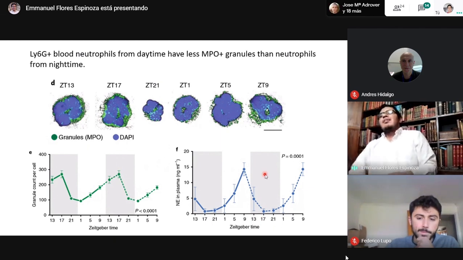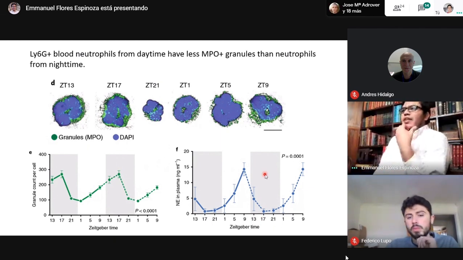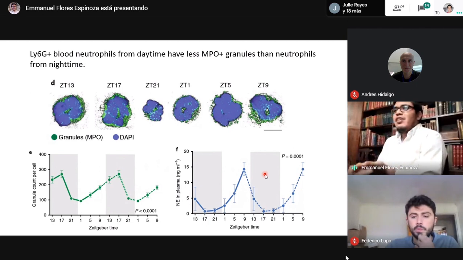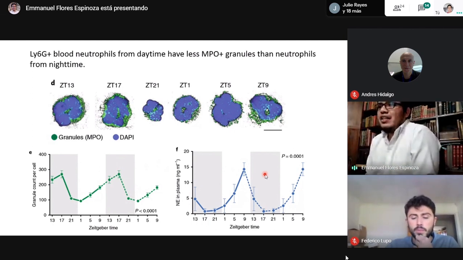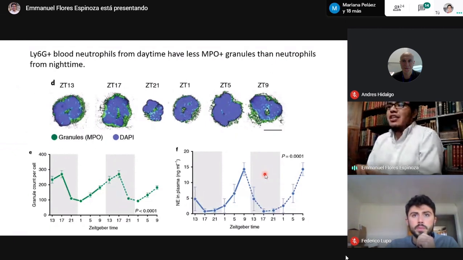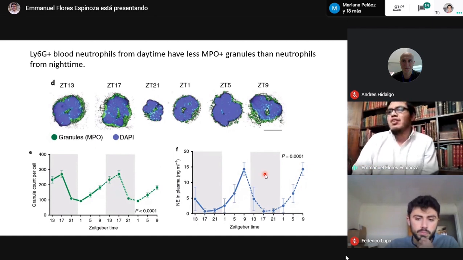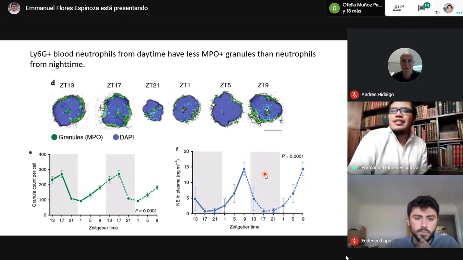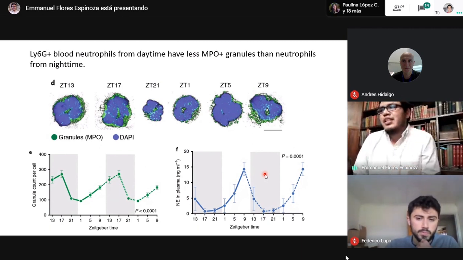And this is interesting because we can see that the neutrophils degranulate along the day, and in the day they have fewer granules, maybe because they are degranulating in the blood circulation, and this indeed correlates with the presence of neutrophil elastase in the plasma. That supports the hypothesis that the neutrophils are degranulating in the blood circulation, and this is very clear here.